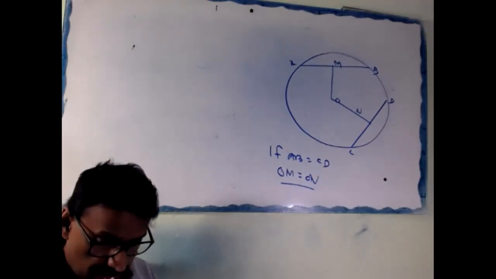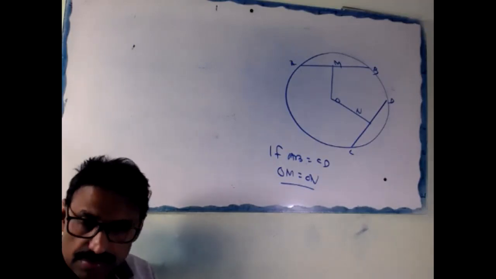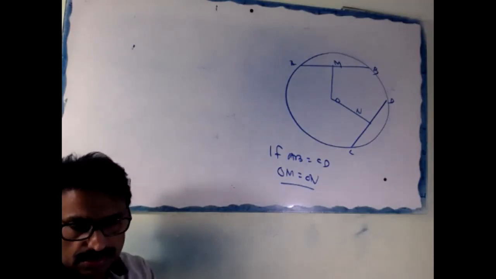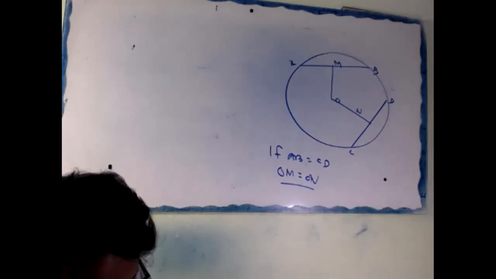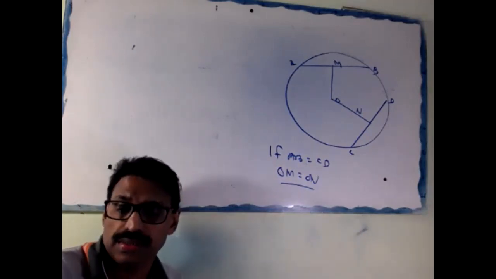Okay, so next question. Chapter 3 class is enough. Next slide: if two chords of a circle are equally inclined. Next question. I'll wait.